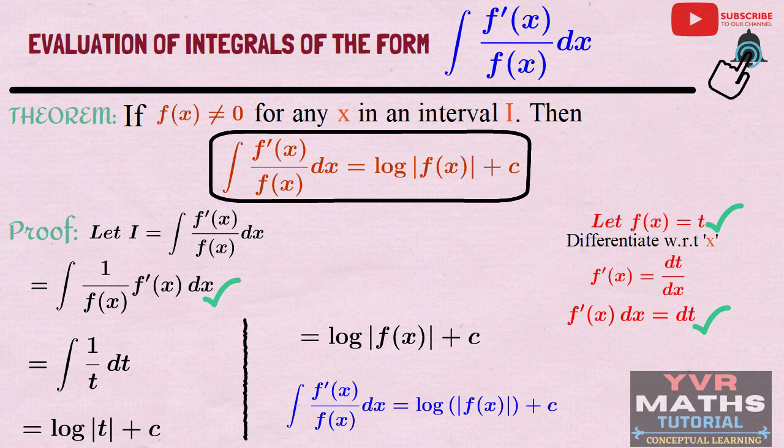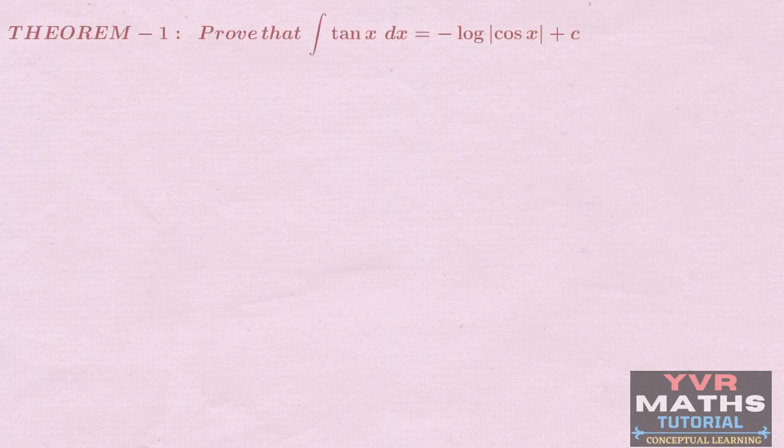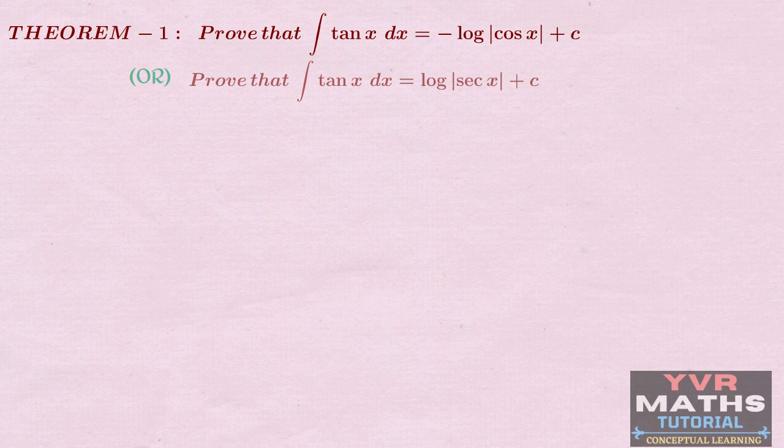So, based on this theorem, let us discuss some standard results. So, I will discuss in this video one result. See here, result 1. Prove that integral tan x dx is equal to minus log modulus of cos x plus c. The same result statement I will give you in another way. See here, integral tan x dx is equal to log modulus of secant x plus c.